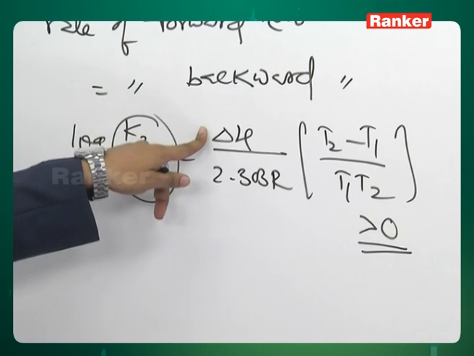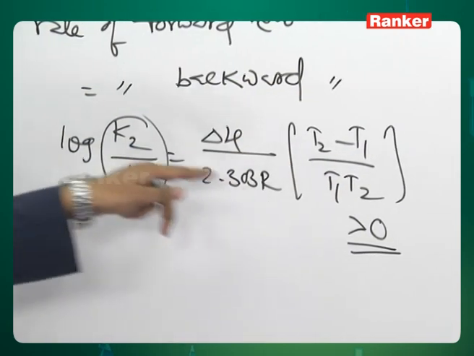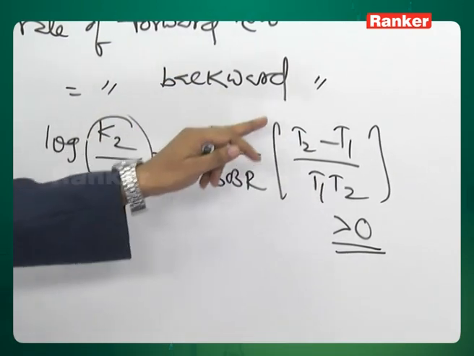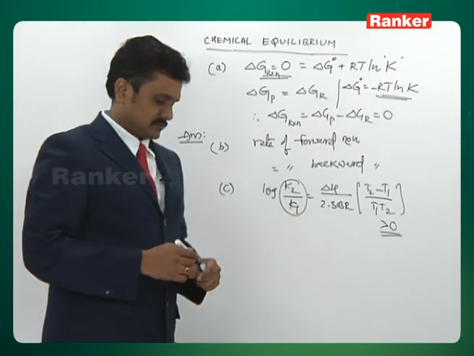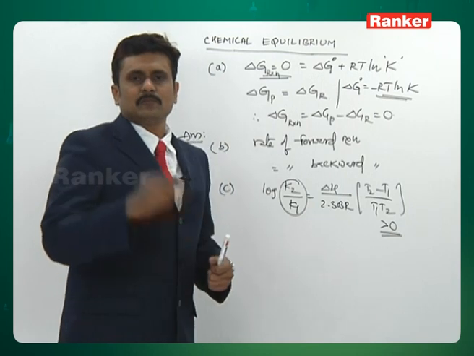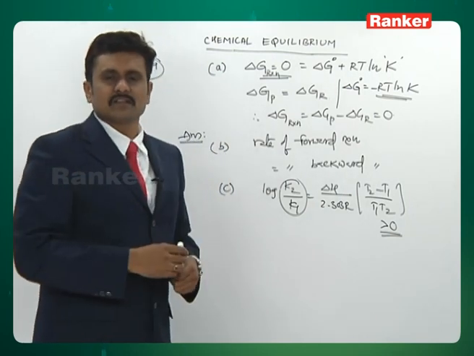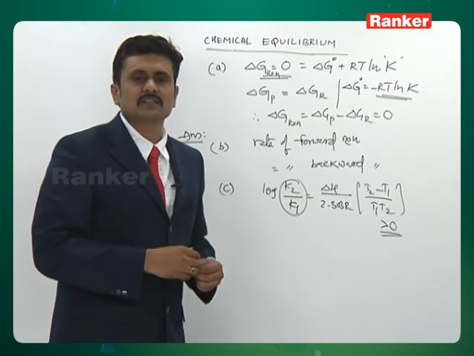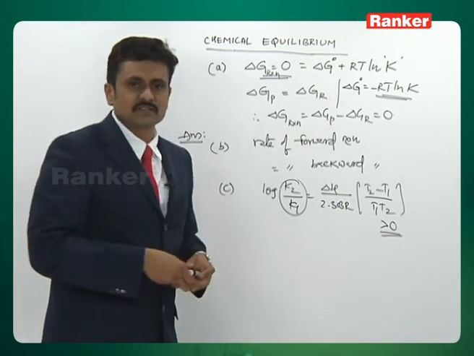If it is an endothermic reaction, the overall value is positive, then K2 will be greater than K1. If it is an exothermic reaction, this overall value is negative, then K2 will be less than K1. So therefore we can say that for the endothermic reaction, equilibrium constant increases with increase of temperature, whereas for the exothermic reaction the equilibrium constant decreases with temperature.